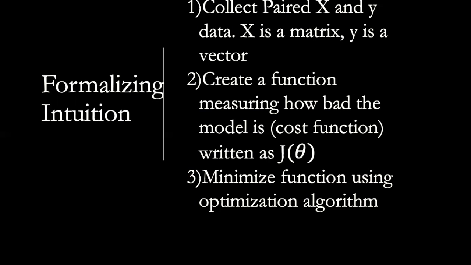And now that we have broken down this problem into three formal steps, that is collecting various X and Y pairs used for training, creating a cost function, and then using some optimization algorithm to minimize this cost function, now we can dive into each of these characteristics in greater detail.